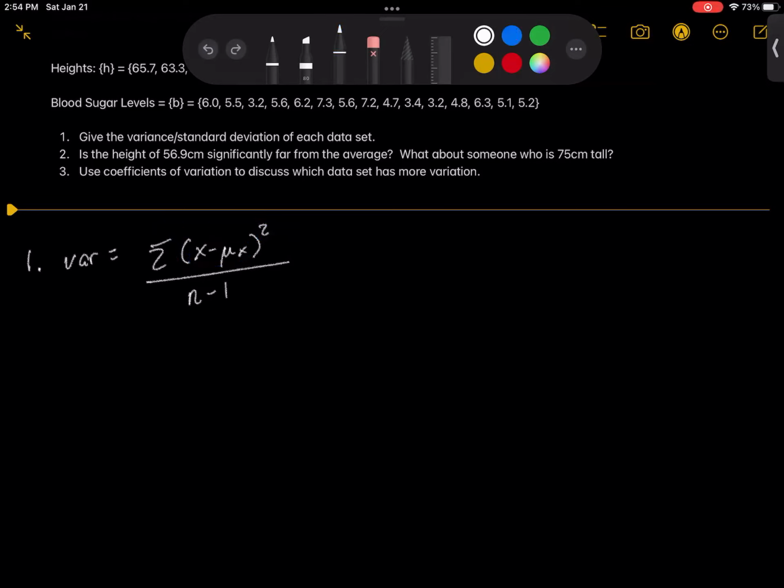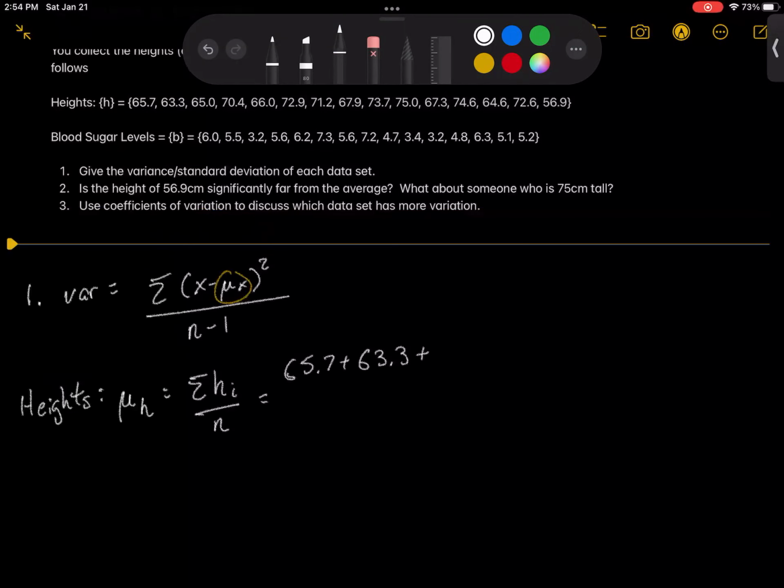So you can see that if we're going to find the variance, we need to know the average first. So let's work on the heights. The average height is the sum of all the heights divided by how many heights I have. So the sum of all the heights will take 65.7 plus 63.3 plus, I'm just going in the order that I have them here, all the way down the line until we run through the entire data set. 72.6 plus 56.9. And once you have that sum, you'll divide by n.